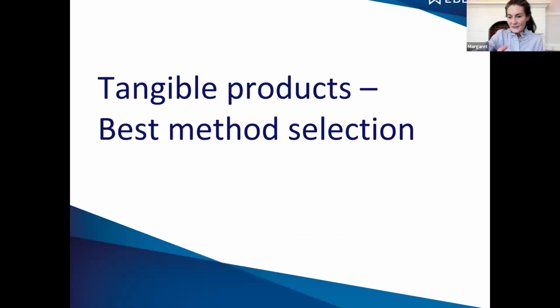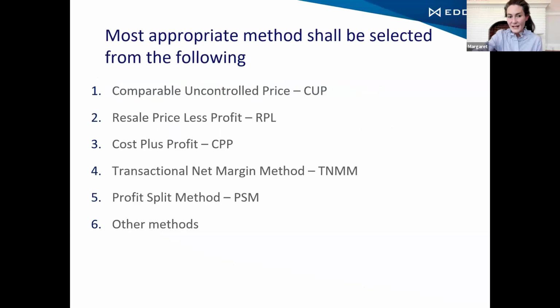So this class is just about tangible products and the method selection. I pulled this list from the Brazil regs, and these 6 or 5, +1 methods are the same methods that you'll see in the OECD guidelines and pretty much in any set of transfer pricing regulations globally.